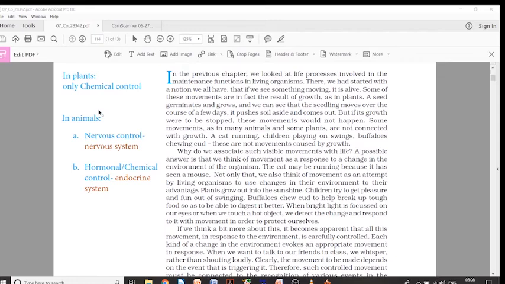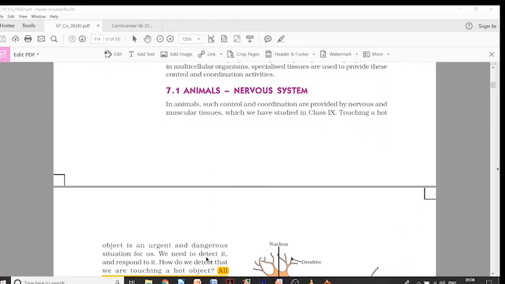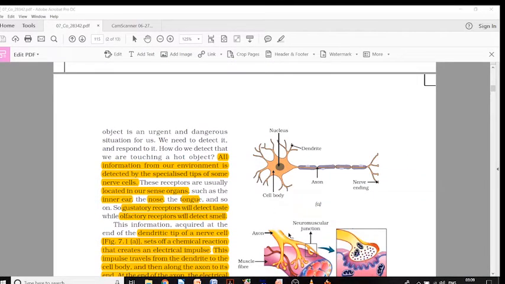First, plants we will study later. First, we will begin with animals' nervous control. So, who controls the nervous control of the animals is performed by this kind of a thing.